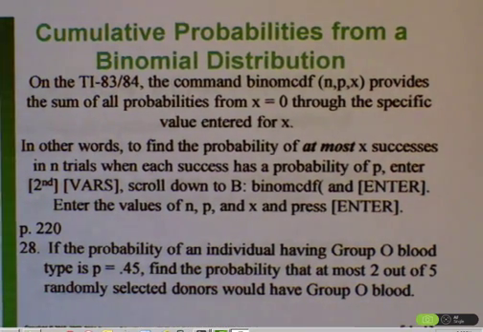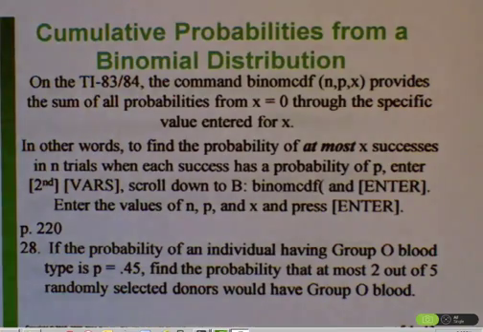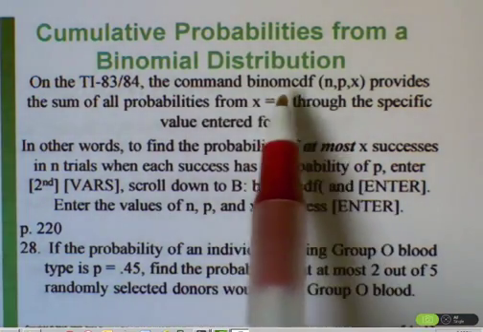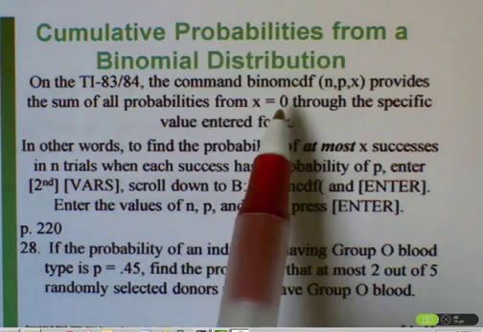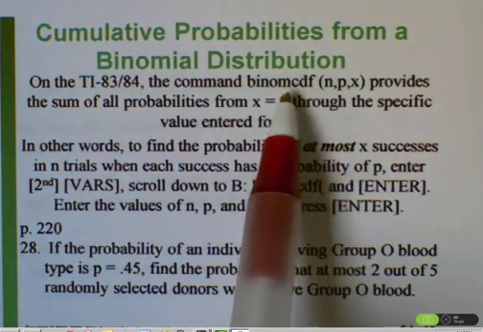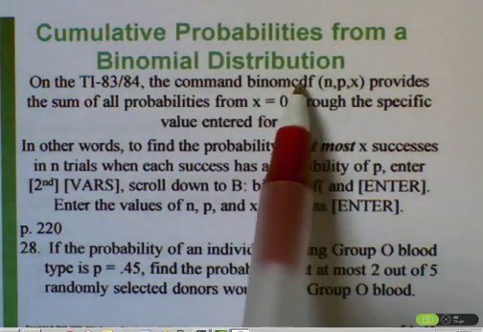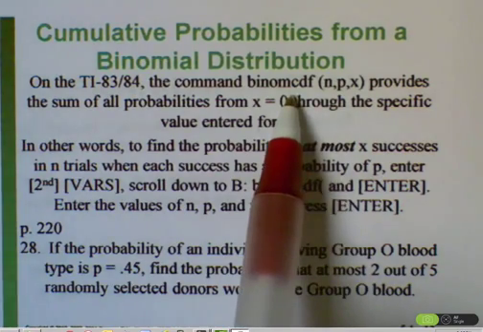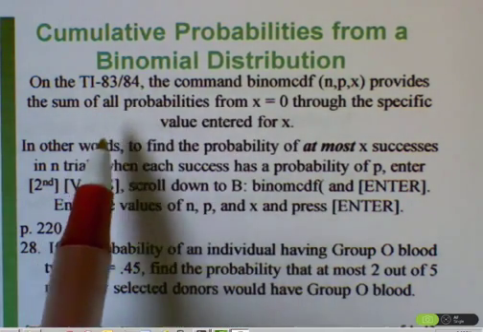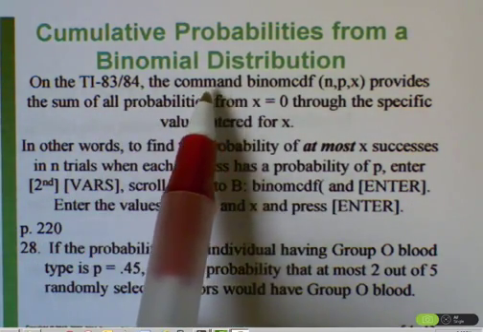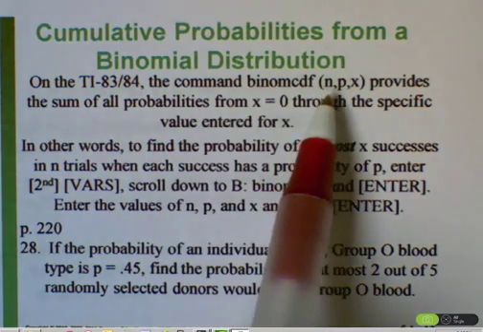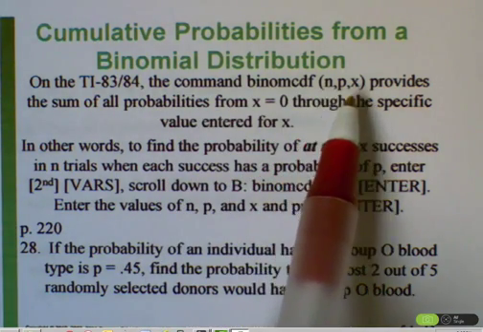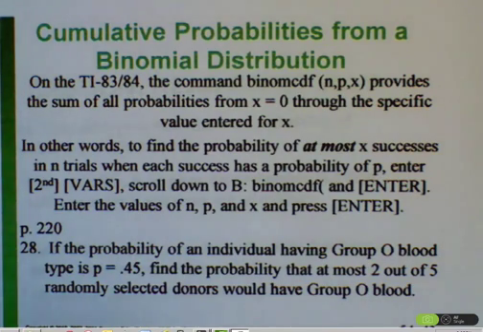Well, binomial CDF is the cumulative probability function on the calculator, and the C stands for cumulative. That means it adds up several probabilities for us. On the TI-83/84, the command binomial CDF with the same arguments N, P, and X provides the sum of all probabilities from x equals 0 through the specific value entered for x.